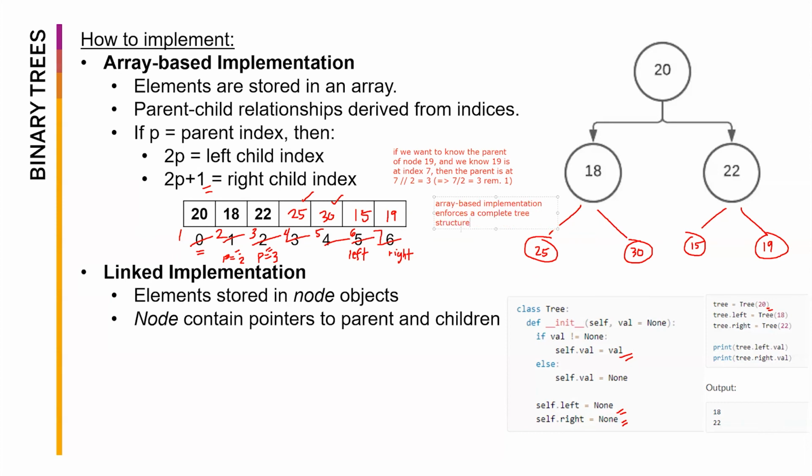Basically, array-based implementation enforces a complete tree structure. Why? Every entry of an element to the array fills in the left child first. So 18, 22, and then upon entry of 25 and 30, they are automatically assigned to 18, and then 15 and 19 to 22. So we did not leave any space in between. So array-based implementation enforces a complete tree structure.